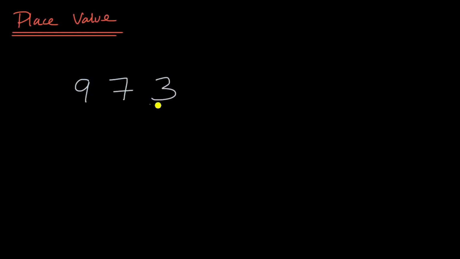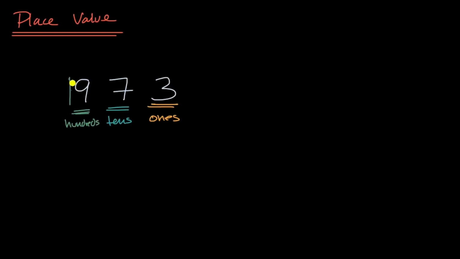We already know that this rightmost space right over here, this is the ones place. And if we move one space to the left of that, this is the tens place. Notice we went from ones to tens. Tens are 10 times as much as ones. And then we move one space to the left of that, we multiply by 10 again, we get to the hundreds space.